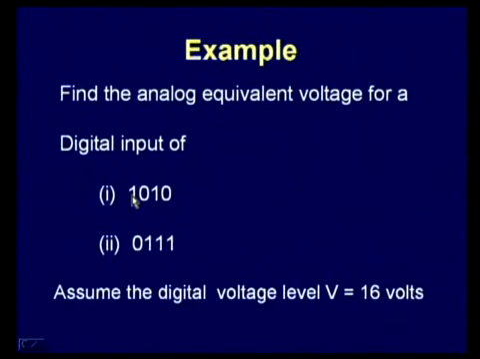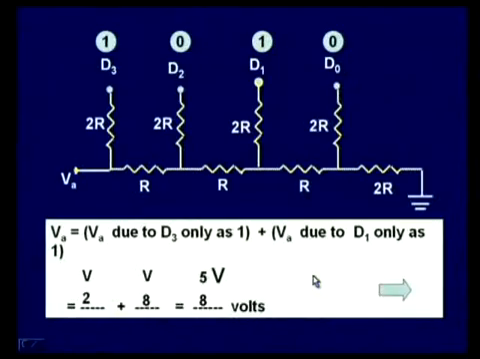For a digital input of 1010 and a logic high level of 16 volts, what is going to be the analog output? Here 1010 is the input. As per the superposition theorem, the analog voltage will be equal to the analog voltage due to D3 only plus the analog voltage due to D1 only. So, when you put these two together, it will be V by 2 plus V by 8, which is going to be 5V by 8 volts.